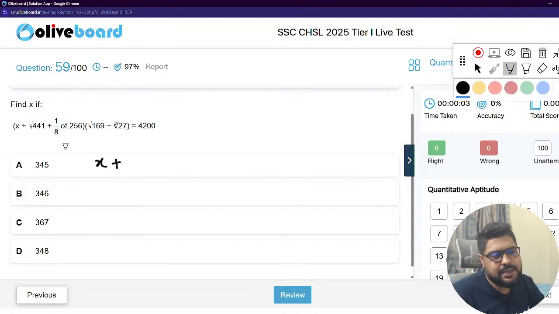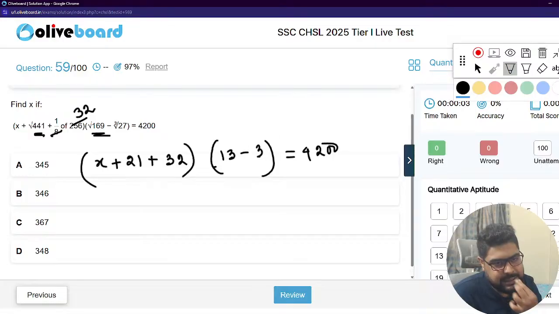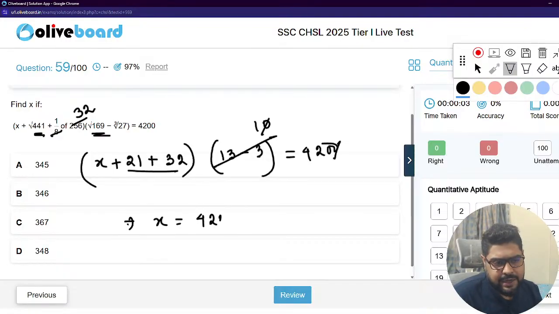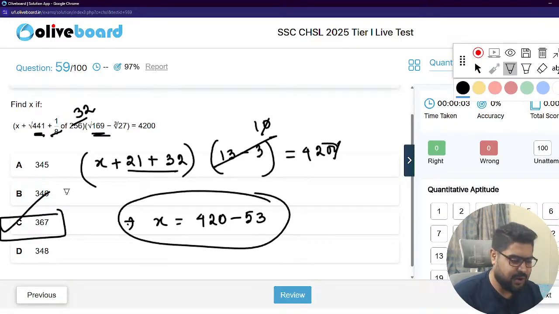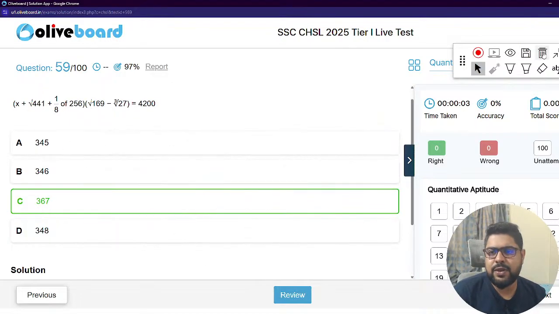X plus root 441 is 21, sir, plus 8 3s are this, 8 2s are this, so 32 into this is 13 minus 3, sir. It is equal to 4200. So this is not 10. X will be 420 minus this is 53. 420 minus 53 means the answer will be last 7. This will be the answer, Option C. This is going to be your answer.